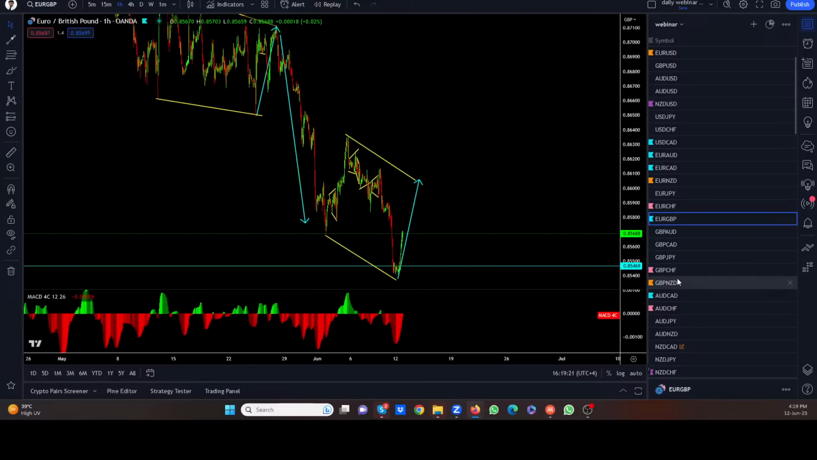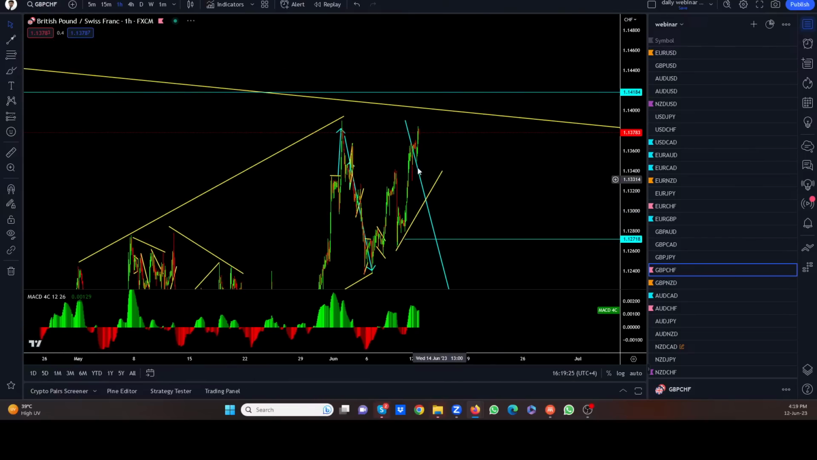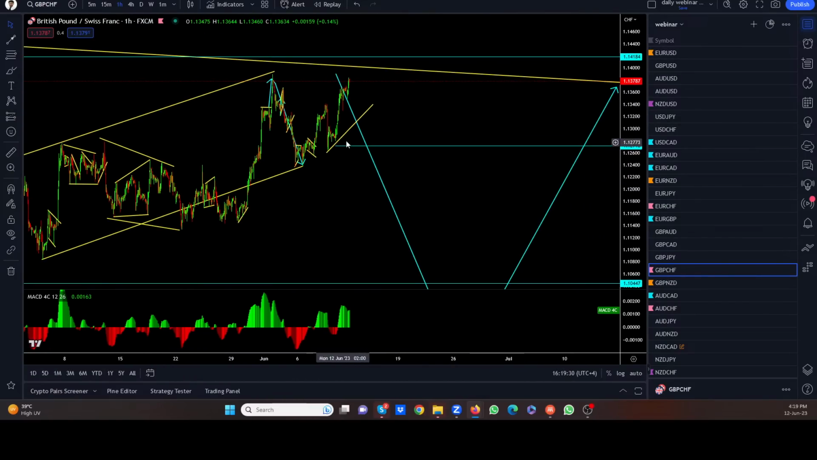Euro pound we looked at already. Pound Swiss, we're looking for a sell setup. Right? It's at the top. It will probably break the top and then we'll start to look for a sell setup. This didn't break out, so there's a chance that we get a running flat. There's a good chance this comes back here, retests the top and then comes down.